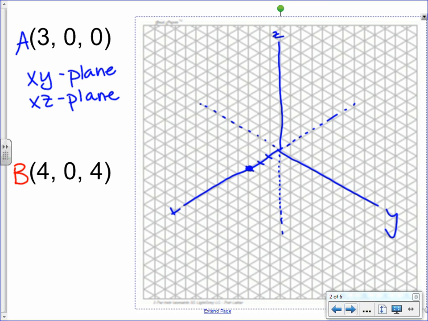So, describe the movement. We would need to move this 4 along the x-axis. So 1, 2, 3, 4. We are not going to move anything for the y. And then we're going to move up z. Anytime you move up, I would suggest making a little dotted line as you count. That way I know that you moved up from that spot.